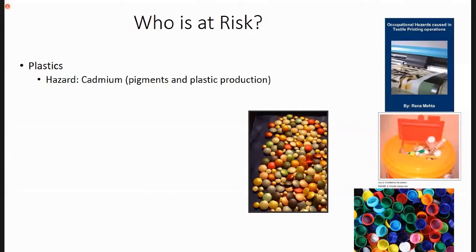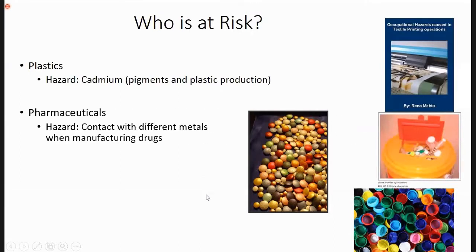Then comes the plastic, which we all come across, not only the workers who are working in plastic industries. We all are exposed to these kinds of things. A major hazard is cadmium, that is pigments and plastic production, and this leads to serious occupational disorders. So pharmaceuticals, people working in pharmaceuticals can come across different kinds of metals while manufacturing the drugs. Printing hazards is cadmium, pigments, and lead, which is related to printing.